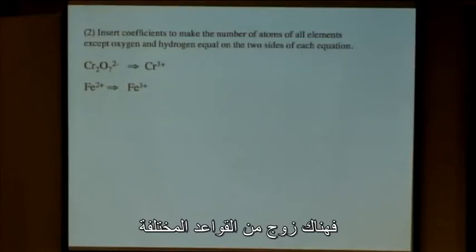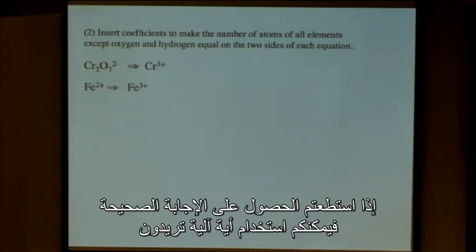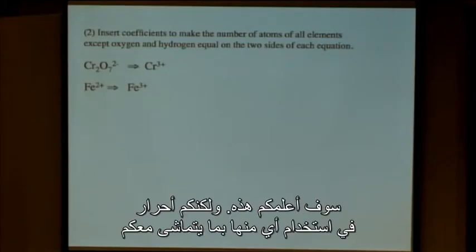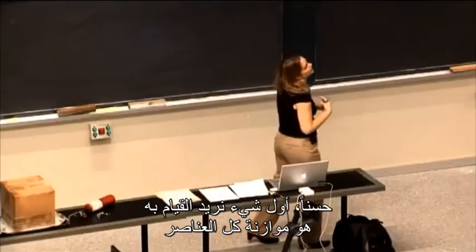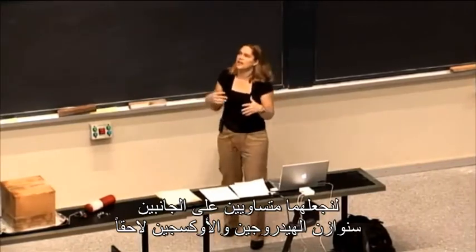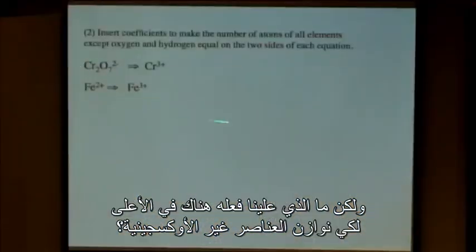So there's a couple of different rules. Some books have things differently. If you can get the right answer, you can use whatever procedure you want. I have found in the past that this particular procedure, a lot of people find to be the easiest. So I'll teach you this one, but you're free to use whichever ones work well for you. All right, so the first thing we want to do is balance all elements that are not oxygen or hydrogen to make it equal on both sides. We're going to do oxygen and hydrogen later. But what do we need to do up here to balance our non-oxygens?